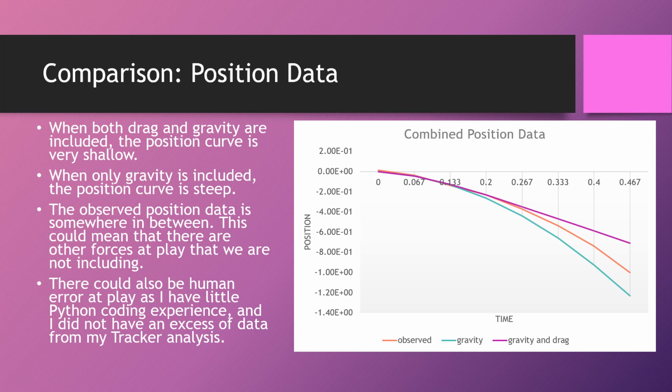When both drag and gravity are included, the position curve is very shallow. When only gravity is included, the position curve is very steep. The observed position data is somewhere in between. This could mean that there are other forces at play that I am not including. However, there could also be human error at play, as I have little Python coding experience, and I did not have an excess of data from my Tracker analysis.